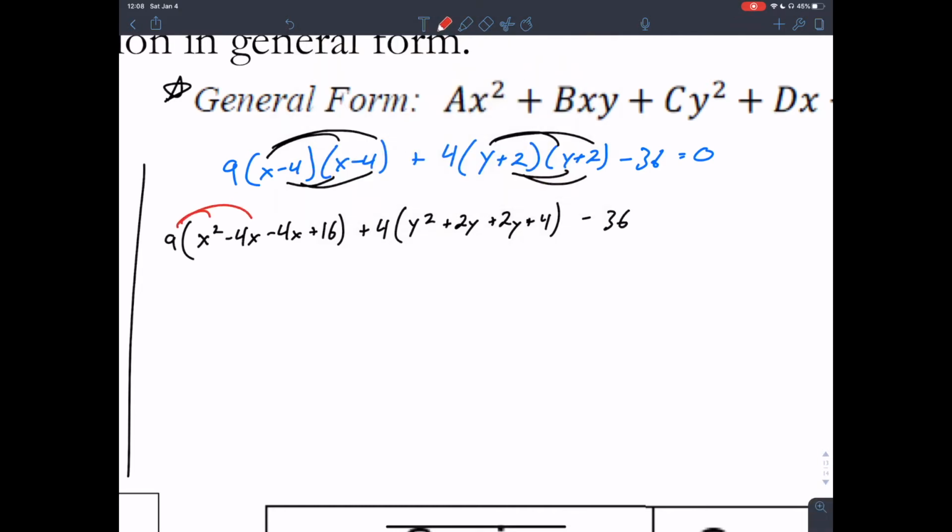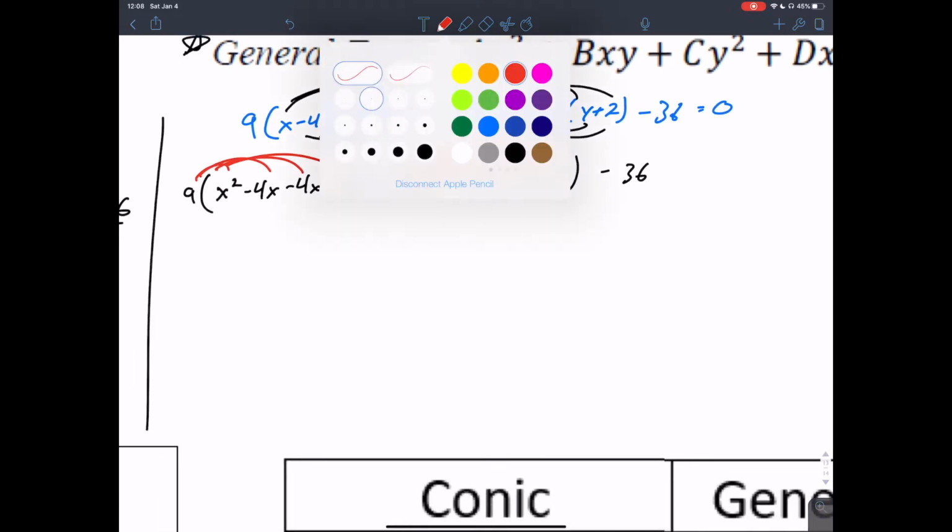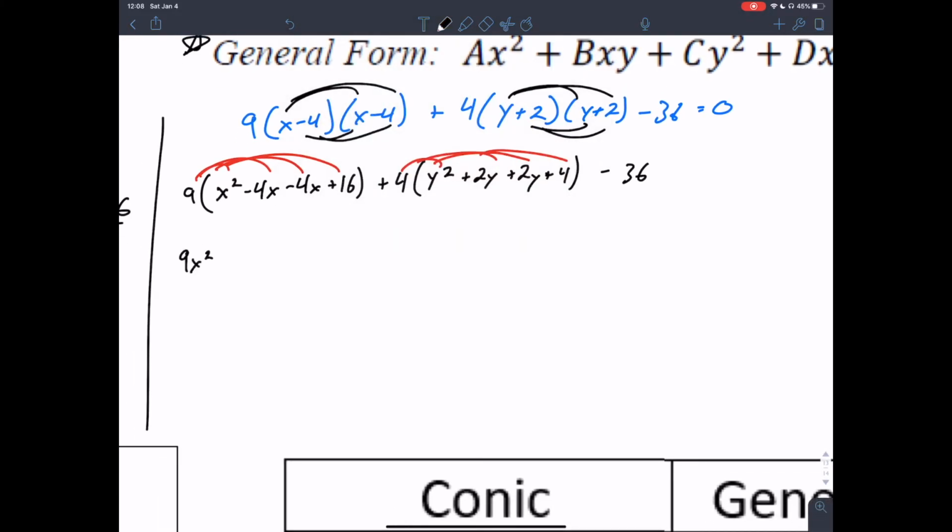Now would be a good time to distribute the 9 and the 4. Okay, so let's go ahead and do that. We end up with 9x squared. And then if we combine these two, we get negative 8x, and 9 times negative 8x would be negative 72x. And then plus 144, because that's 9 times 16. Okay, same thing, these two can be combined to 4y. So this becomes 4y squared plus 16y plus 16. And then don't forget the minus 36, and these still equal 0.